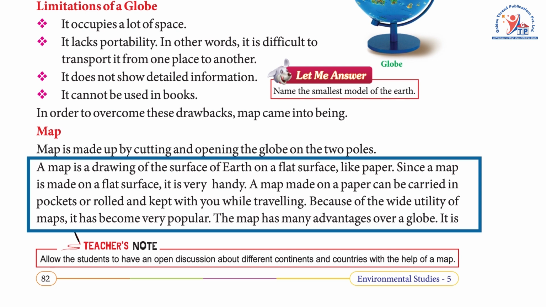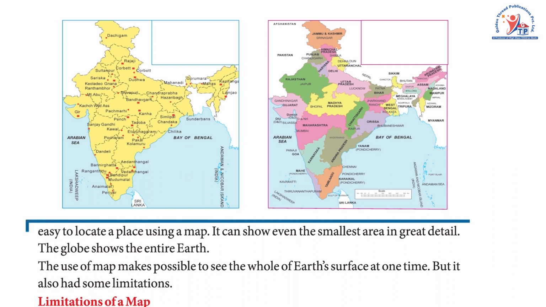Since a map is made on a flat surface, it is very handy. A map made on paper can be carried in pockets or rolled and kept with you while traveling. Because of the wide utility of maps, they have become very popular. The map has many advantages over a globe. It is easy to locate a place using a map. It can show even the smallest area in great detail.